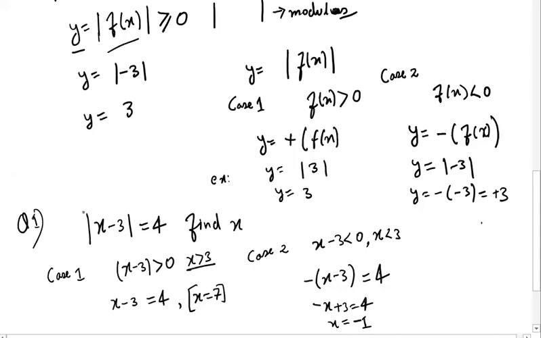So we have two answers over here. Either x can be equal to 7, or x can be equal to minus 1. Got it? Everyone got it? Mansa got it? That's the beauty of modulus, because it can either be positive or negative.